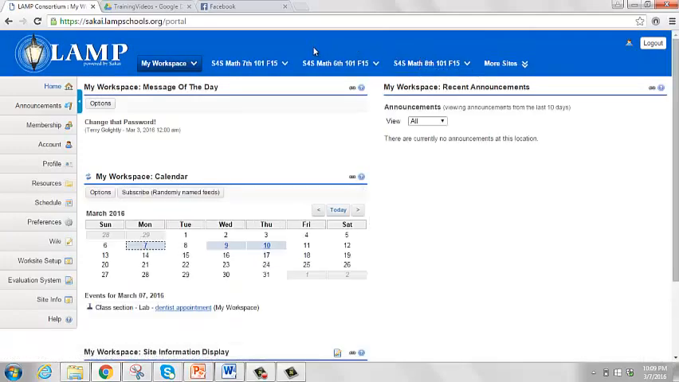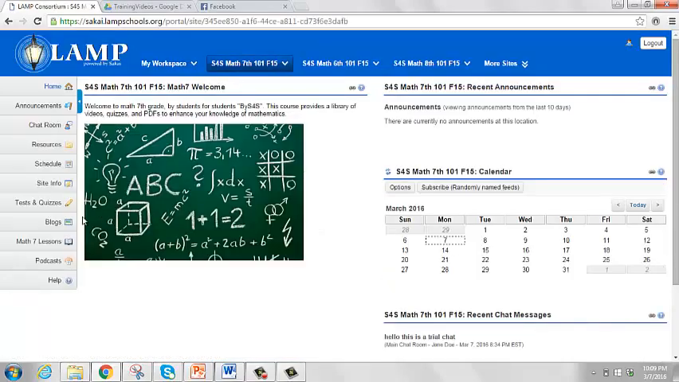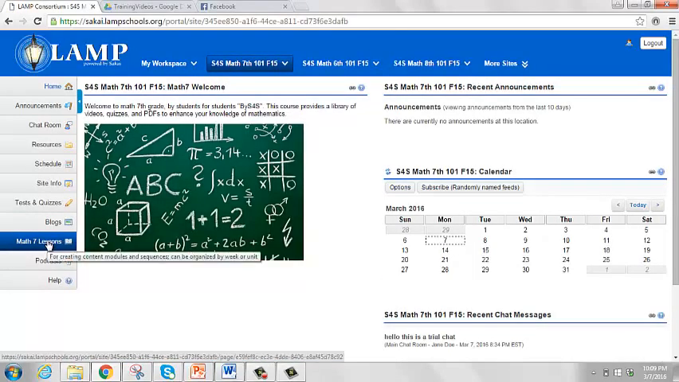As stated, we're going to go to Math 7. In this case, we are going to go to Math 7 lessons. The use model that we propose is a proactive use model. These lessons can be given at the beginning of a course.